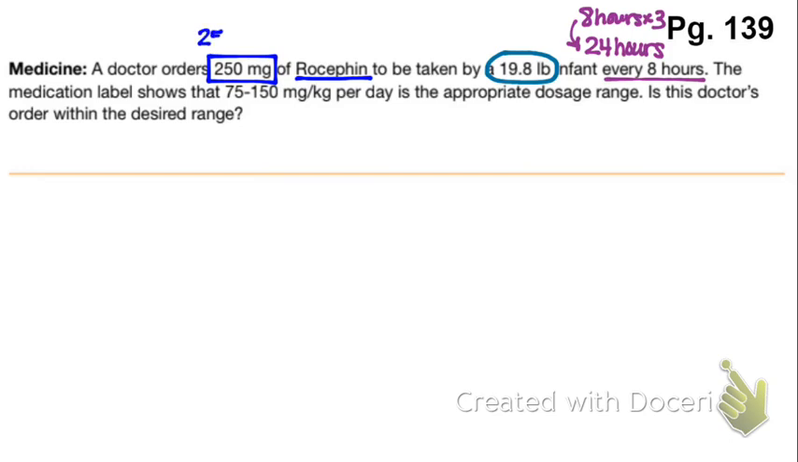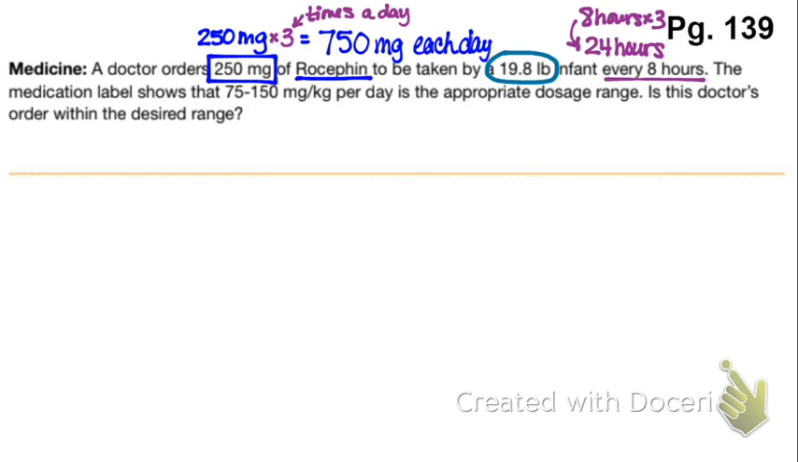So 250 milligrams of medication times 3 times a day, and we get a grand total of 750 milligrams each day. Technically, we've done a little bit of converting here. None of it has been horrible amounts of converting. We've gone from per dose to per day, right? So we had to figure out how many doses in a day.